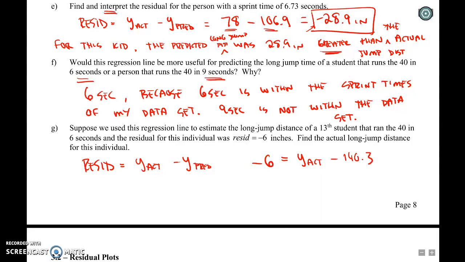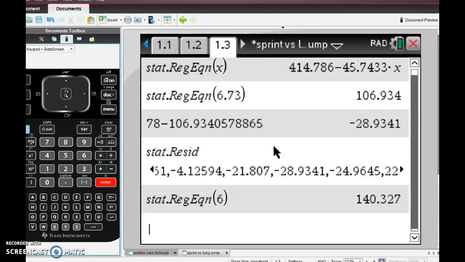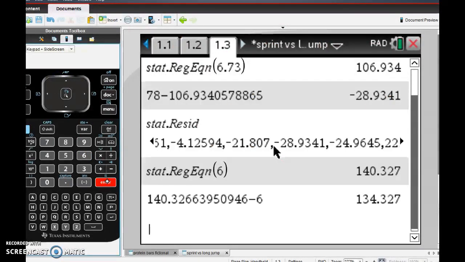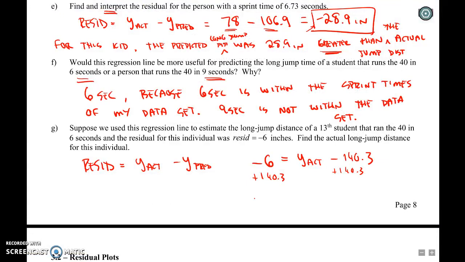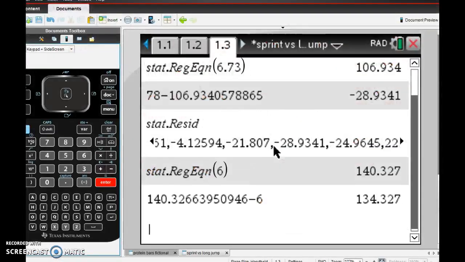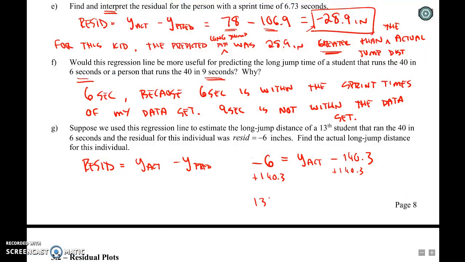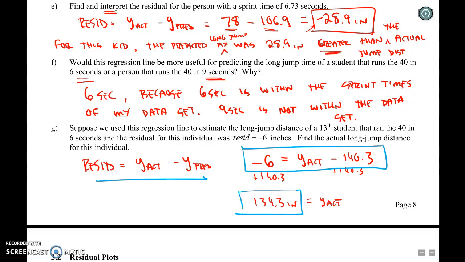Solve this for the y actual. Add 140.3 to both sides. So I want to go 140.3 minus 6. What was that again? 134.3. 134.3 inches equals your y actual. Find the actual long jump distance. No sentence required. What is required? Set up the equation. Solve the equation. Okay? Thank you.